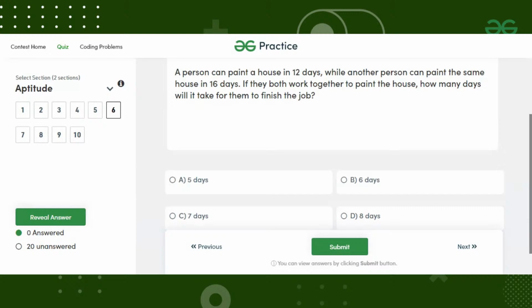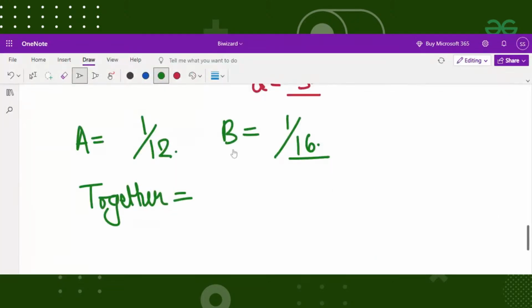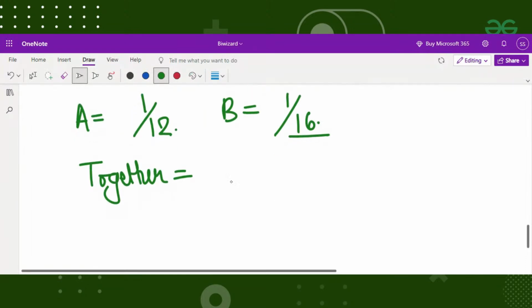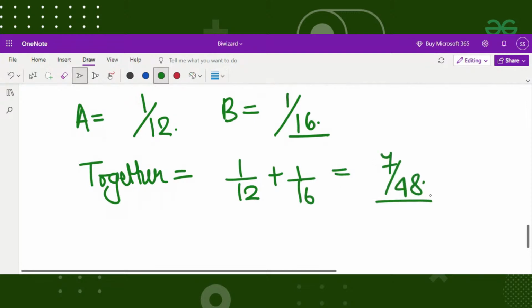So yeah, what we have here is each person's work is given and we need to find out in how many days they can finish the job. So this is a very standard problem. Let us see how we can do it. For person A, the amount of work that he can do in one day is 1 by 12, and for person B, the amount of work that he can do in one day is 1 by 16. So in one day, the together amount of work that they can do is 1 by 12 plus 1 by 16, which will give us 7 by 48, right?